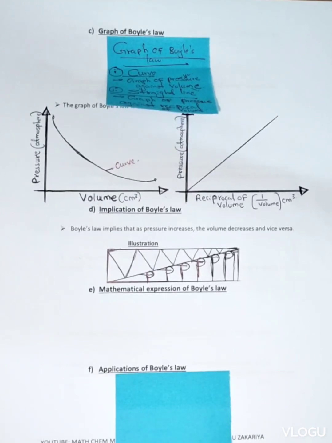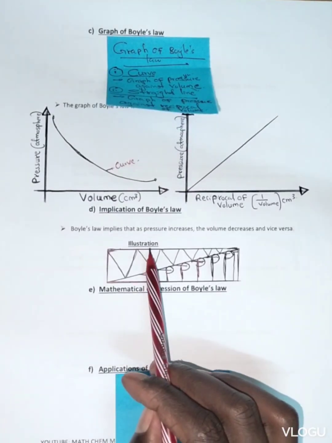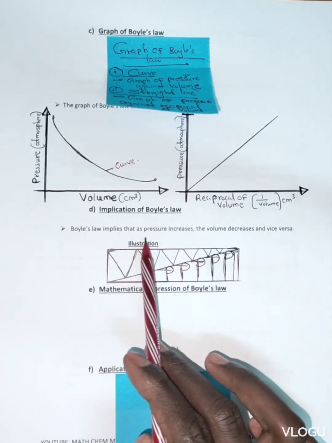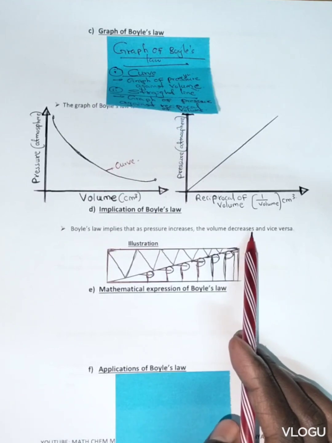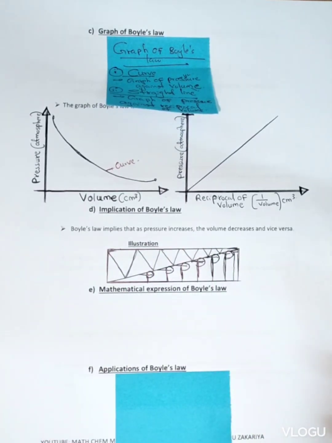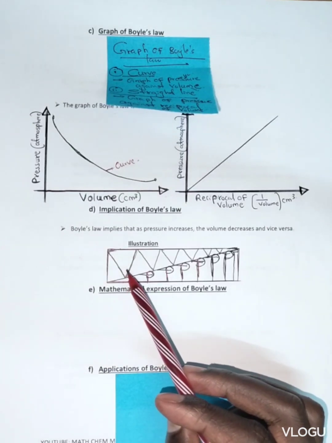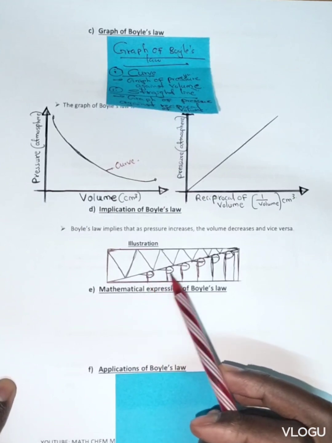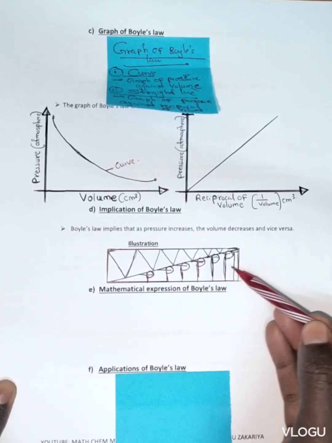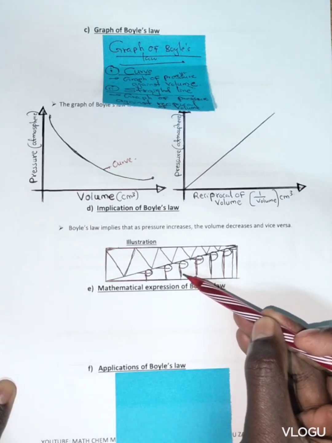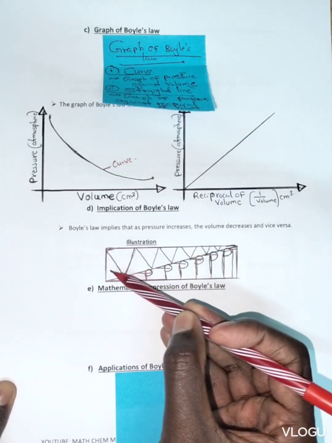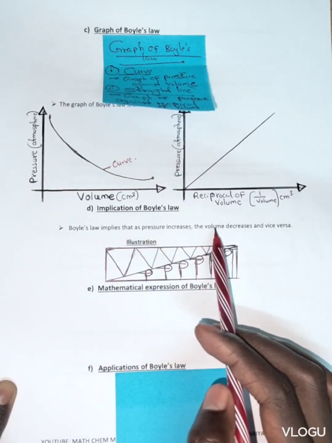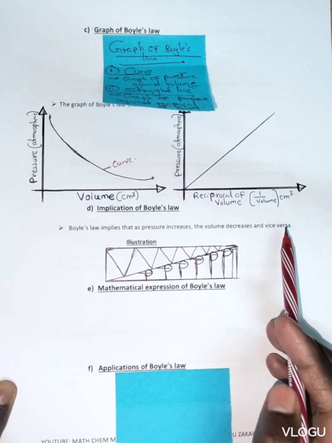Let's see the illustration for Boyle's law that we have. Here we have the volume. We are saying the volume decreases because Boyle's law implies that if the pressure increases, the volume decreases. If the pressure decreases, the volume increases. So it is vice versa. Here we have volume decreasing. If the volume is decreasing, what happens to the pressure? The pressure increases. If we look from this side, the pressure is decreasing, what happens to the volume? The volume is increasing. That is what Boyle's law implies. As pressure increases, the volume decreases, and vice versa.